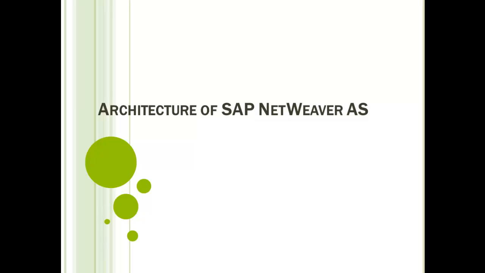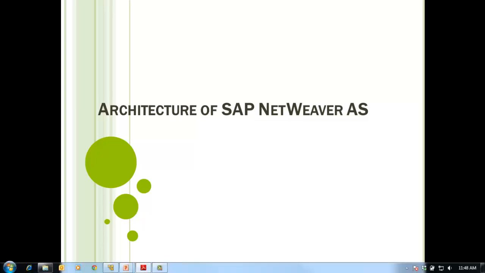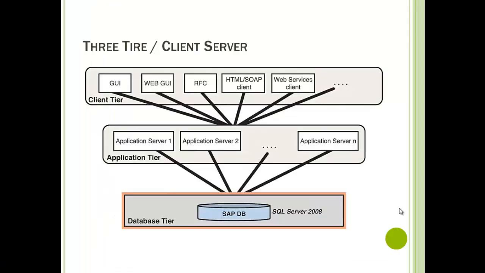In this session we will be discussing the architecture of the SAP NetWeaver application server. As we have seen, the architecture of SAP is a three-tier architecture. We have three different layers of SAP in the entire landscape: first the client tier, then the application tier, and the database tier. The client tier we call the presentation layer, the application tier is the application layer, and then the database layer.